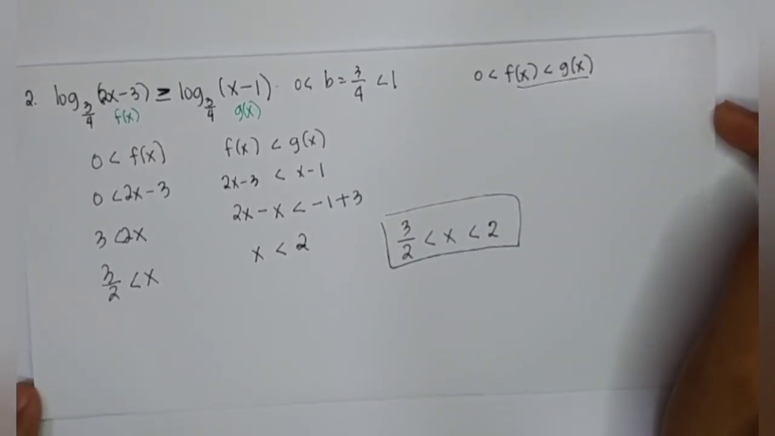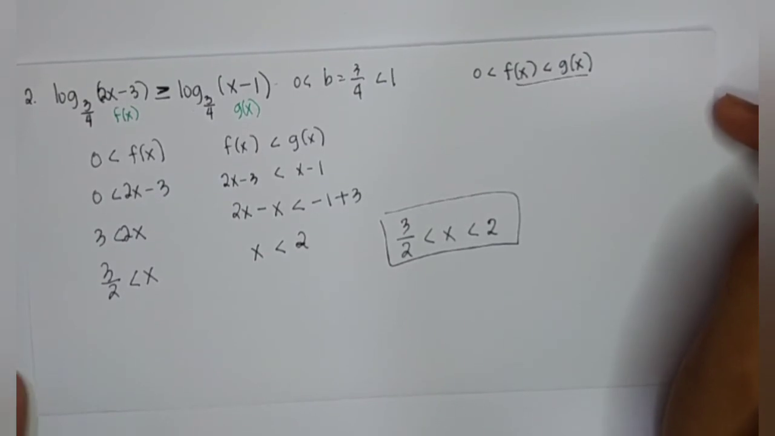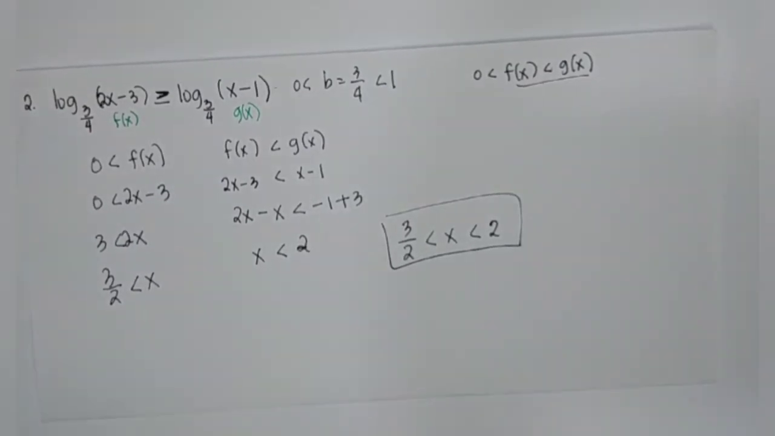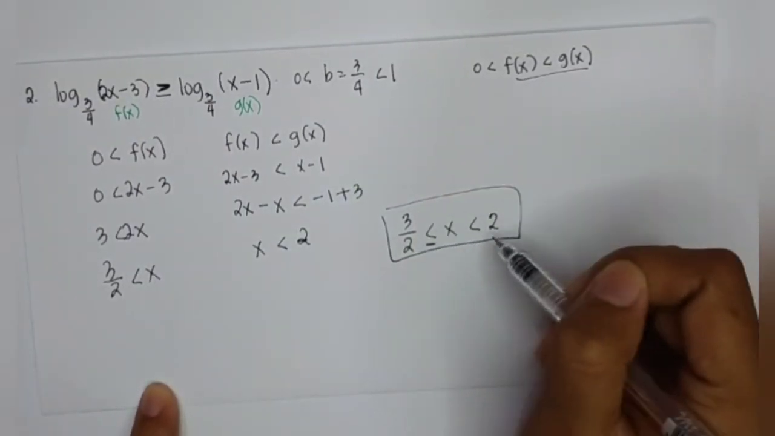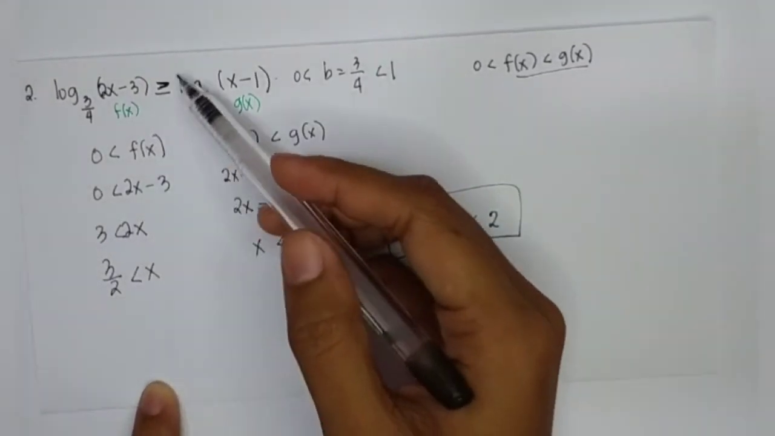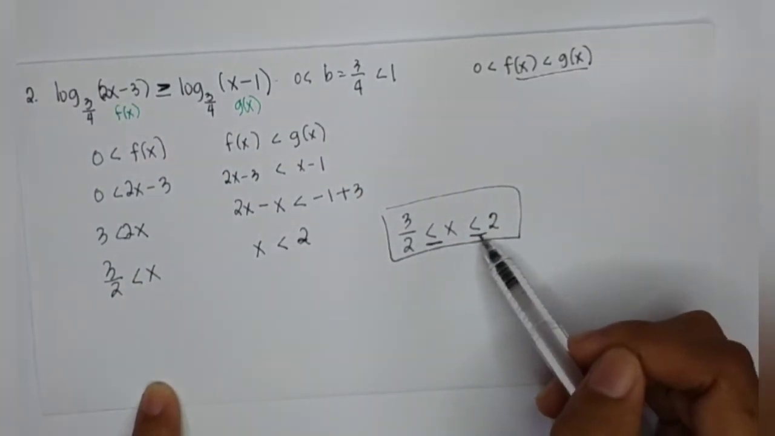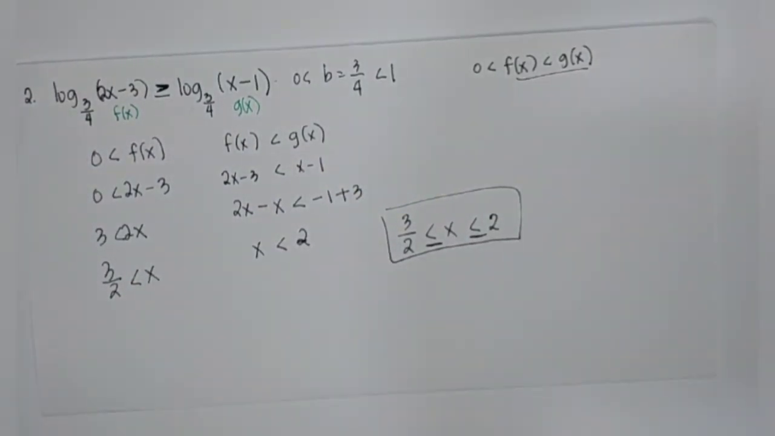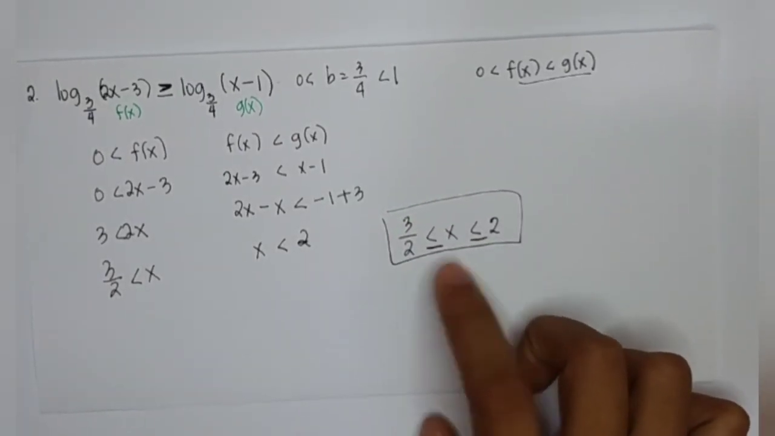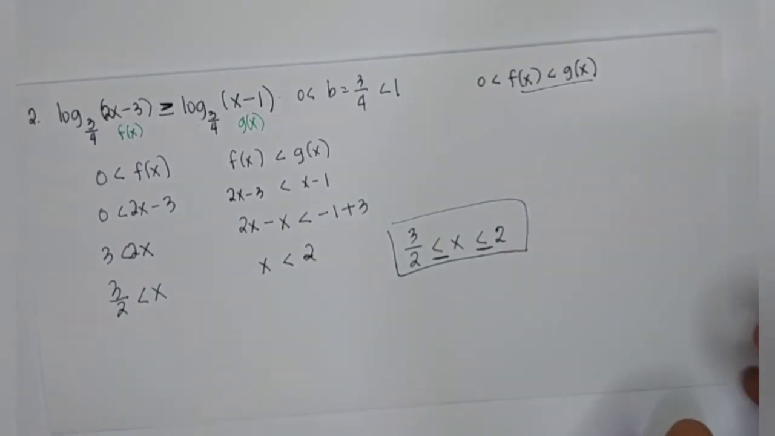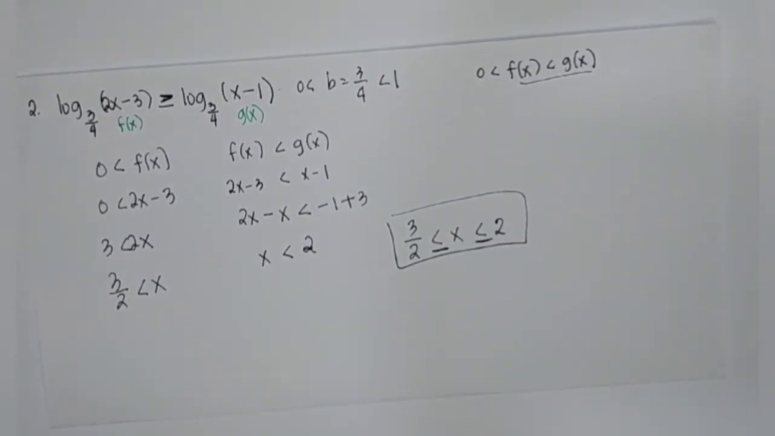So this is our solution for the given logarithmic inequality. That's how we solve logarithmic inequalities. Wait, we have an equal sign, sorry. If there is an equal sign, we also put an equal sign here. So our final answer is x is greater than or equal to 3 halves but less than or equal to 2.